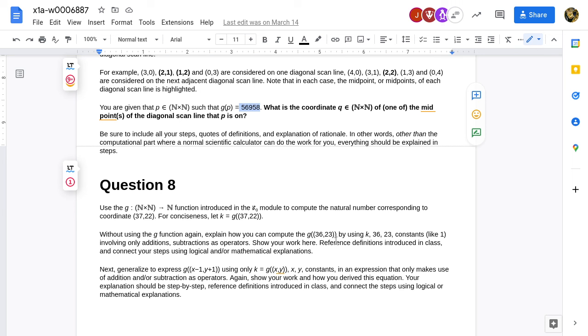The last part of the question is a generalized question, which is basically just asking, hey, if I know k is the value of g of x, y, and I want to figure out what is g of x minus 1, y plus 1, which is a generalized version of the scenario you're given, how can I compute the g value of x minus 1, y plus 1? K plus 1 would be the answer.